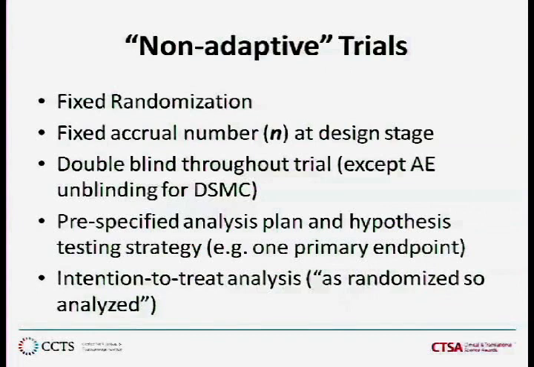We all know that at the design stage, it's really important to have a sample size that provides sufficient power, and that's fixed at the design stage. But in adaptive trials, you may be able to update that, typically increase it. We think of the double-blind trial as the gold standard. Whereas in an adaptive trial, we may be able to look halfway through the trial, break the blind, and get an effect size out.